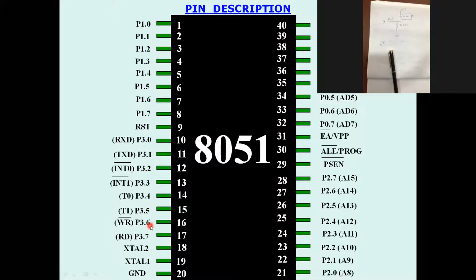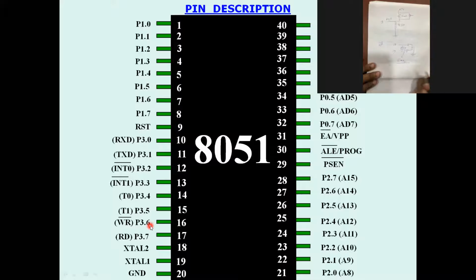XTAL1 and XTAL2 are connected with a crystal, just like that. These are pin number 18 and pin number 19. Then there is a capacitor, and this pin will be connected with ground. This is the circuit diagram of pin number 18 and 19. Sir, 18 and 19 both will be connected, no? Yes, both will be connected near about 12 megahertz.